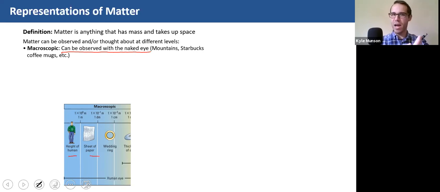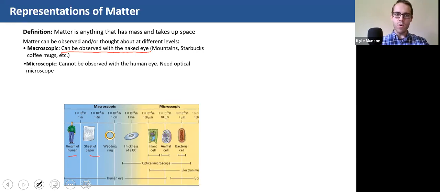Those are macroscopic things. So when we can't see something with our naked eye anymore, then we're thinking about things that are microscopic. And of course, we need the aid of an optical microscope to see these things. All right, so these are things like a plant cell. Or, for example, I have a plant over there, kind of off camera, that I could see the leaf. The leaf would be macroscopic, but the cells of the leaf would be microscopic.